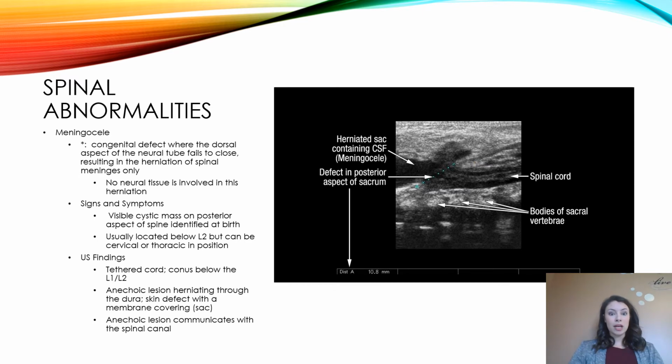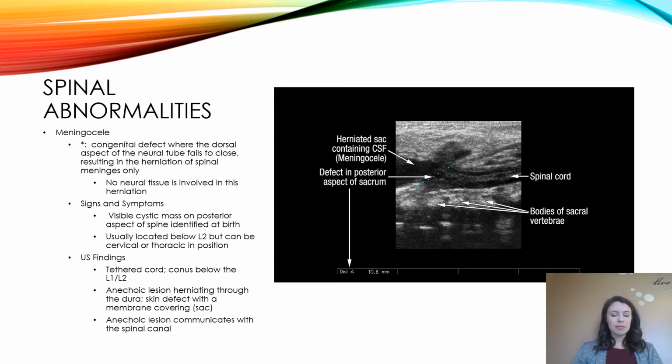Next is a meningocele, which is different than a myelomeningocele. This is also a congenital defect where the dorsal aspect of the neural tube fails to close, resulting in herniation of the spinal meninges only, no cord. So no neural tissue is involved in this herniation.